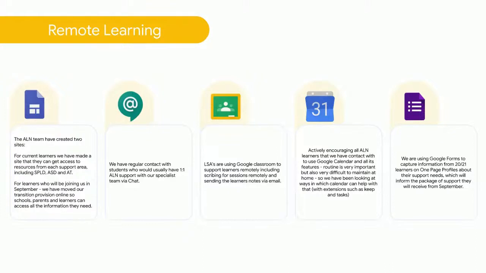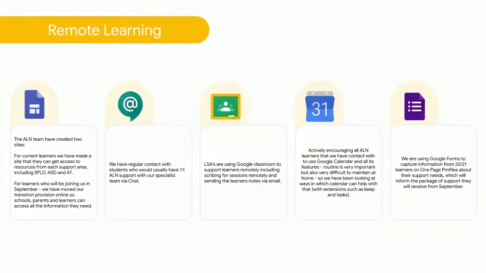The second one is chats. Students come to us daily for one-on-one support, so we've been able to transfer that online and do it via chats, which has been really, really successful for us. The third is Classroom. We have a lot of students who have learning support assistants, and our learning support assistants have been using Google Classroom in order to support learners remotely. That includes things like scribing during lessons and sessions remotely, and then sending those notes via email to the students that they support.